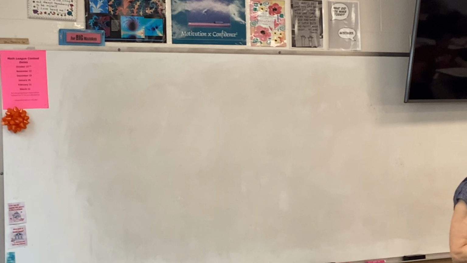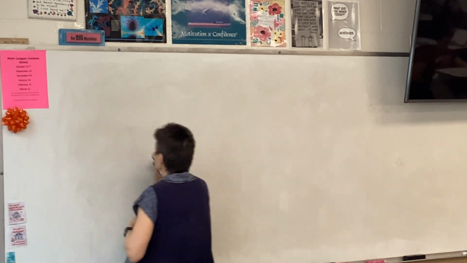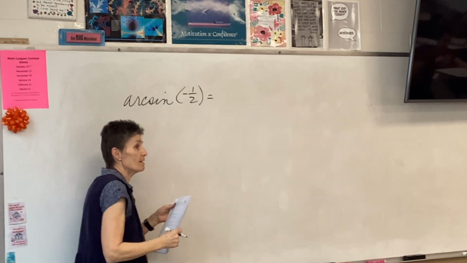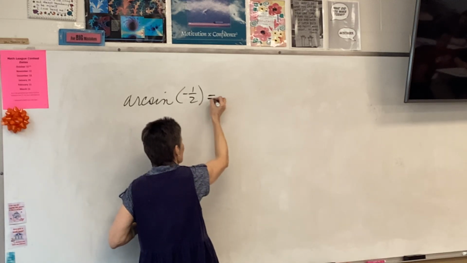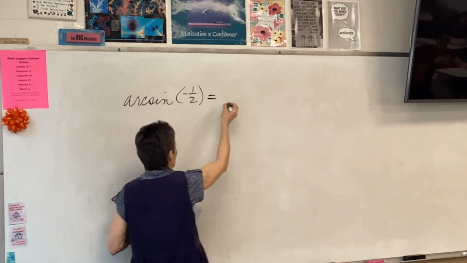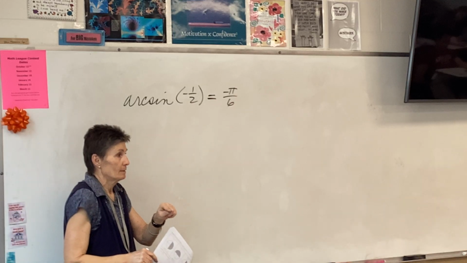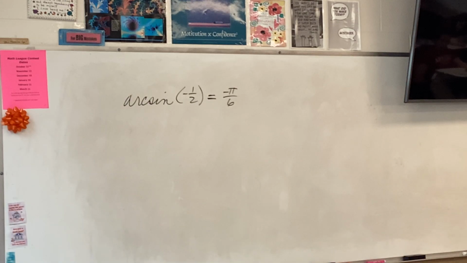They're all different angles, but they're all located where the sine is gonna be negative 1/2. So, think of all those different angles that gave you negative 1/2. What is the answer to this? In other words, if the sine is negative 1/2, which one angle are you gonna choose? Negative pi over 6. Because that is the only one that is in between negative pi over 2 and positive pi over 2.